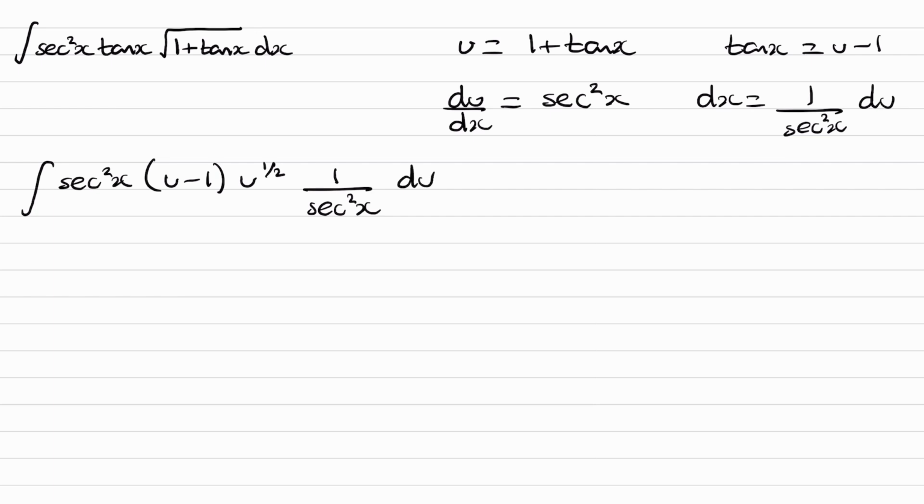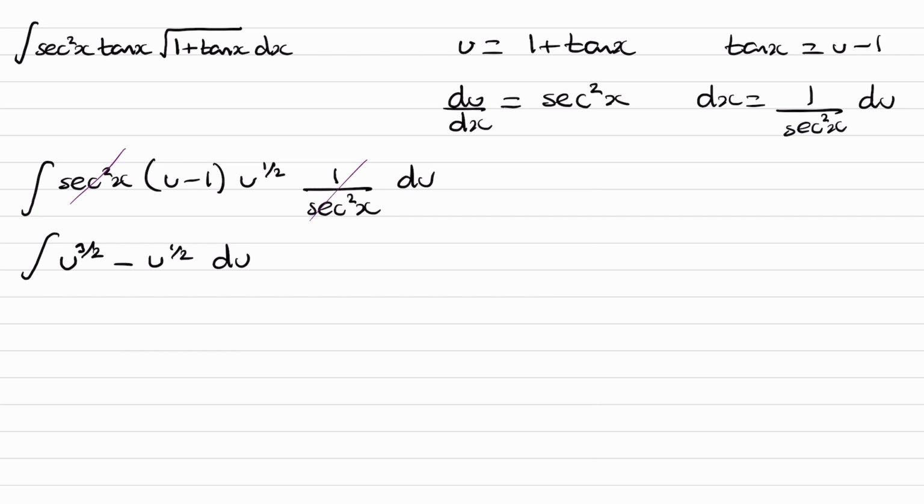These two sec squared x's then cancel, and this then becomes the integral of, so now we can multiply these two things out. So it becomes the integral of u to the power of 3 over 2 minus u to the half du. And now we can integrate each term.